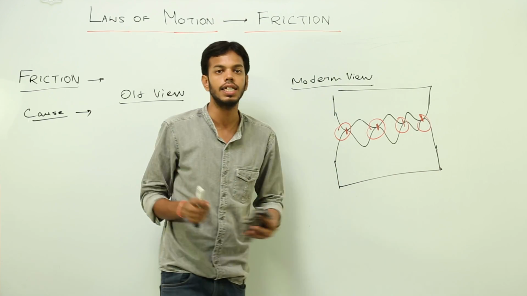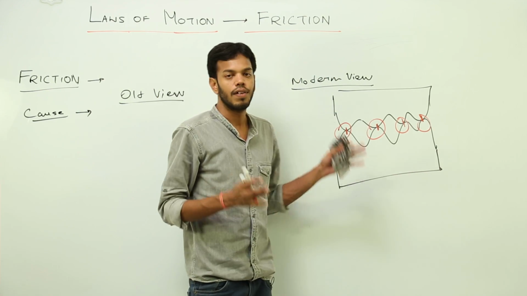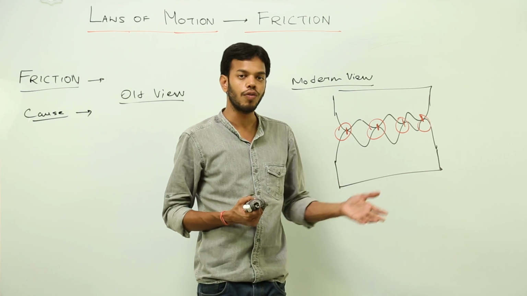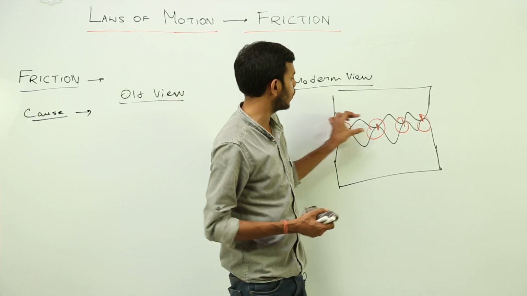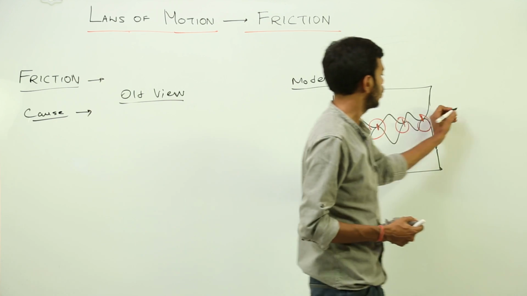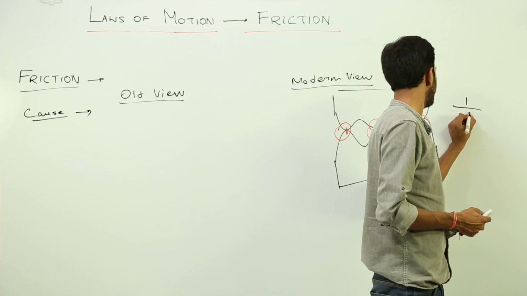So the final answer is, the cause of friction is that when two bodies are in contact, there is a bond formation between the actual points of contact between the bodies, and the points of contact are in this ratio, 1:10⁴.